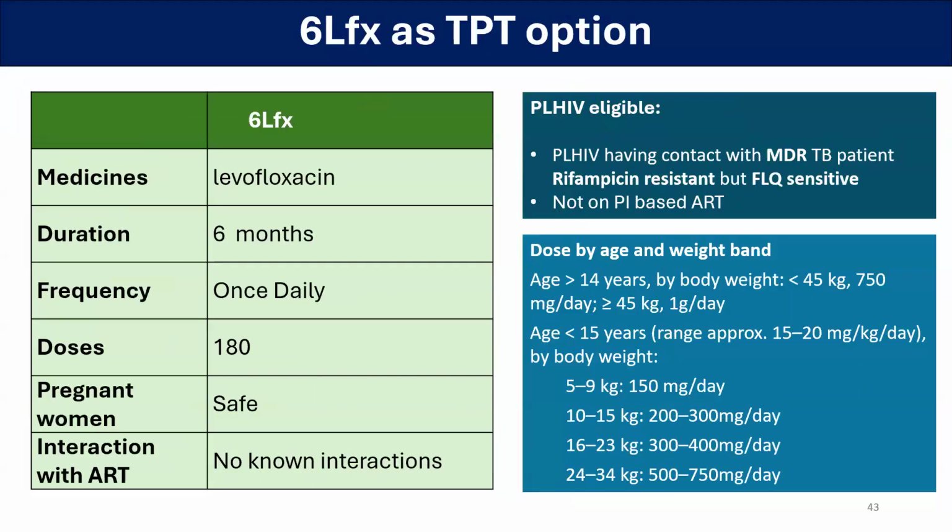6 levofloxacin as a treatment option. It has to be given for 6 months and once daily. Levofloxacin tablet has to be taken, so you have 180 doses in that. Pregnant women: safe. Interactions with ART: no interactions with the ART. Who are all eligible? PLHIV who are having contact with MDR TB patients, rifampicin resistant but fluoroquinolone sensitive, and who are not on PI-based ART. So dosages, we have mentioned: age more than 14 years by body weight, and less than 15 years, approximately 15 to 20 mg per kg by body weight. So you can go through the table mentioned in this slide.